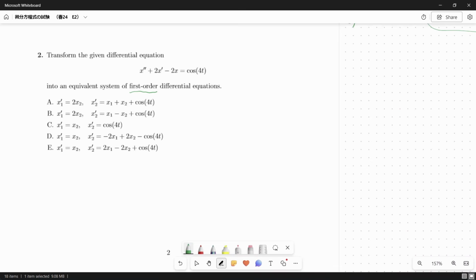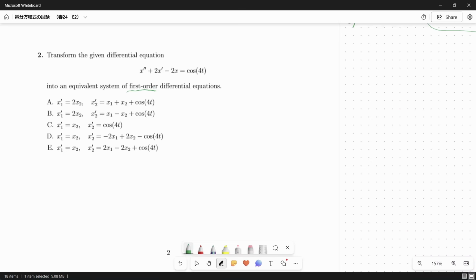So for example, this original differential equation is a second order differential equation because the highest derivative is a second derivative. So in our new equations, the highest derivative has to be a first derivative. And so what we have to do is come up with new variables to relate these x terms into something else. I'm going to keep this first order highlighted because that's very important for this entire question.